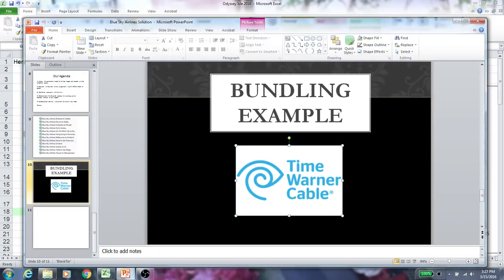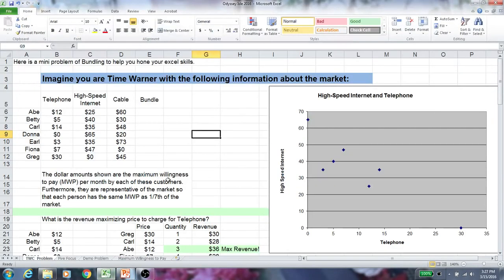So let us begin. You go right on to the Odyssey Aisle spreadsheet, and you'll notice down at one of the tabs it's the Time Warner Cable problem right down there. Now, in this case, you're looking at the situation as though you're Time Warner Cable, you have a particular market made up of 7 segments. These segments have been given names: Abe, Betty, Carl, Donna, Earl, Fiona, and Greg. They don't actually represent specific people, but just typical people within your market.